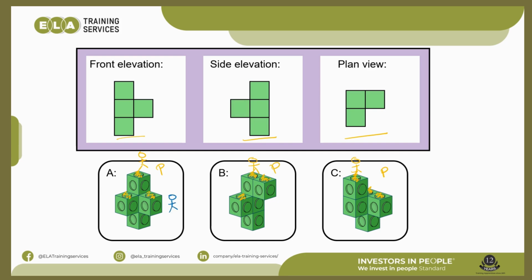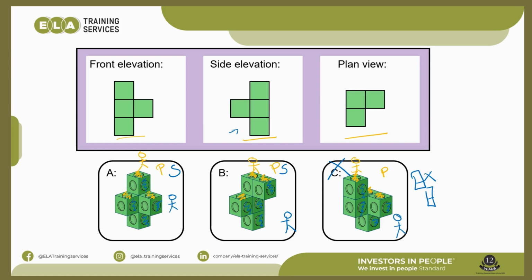So if I'm standing at the side, I can see 1, 2, 3, 4. Does that fit this? It does. Side. If I'm standing at the side of B, I can see 1, 2, 3, 4. Does that match? Yes, it does. If I'm standing at the side of C, I can see 1, 2, 3, 4. So our side plan for C looks like this, which does not match the side elevation we've been given. So we can rule C out.